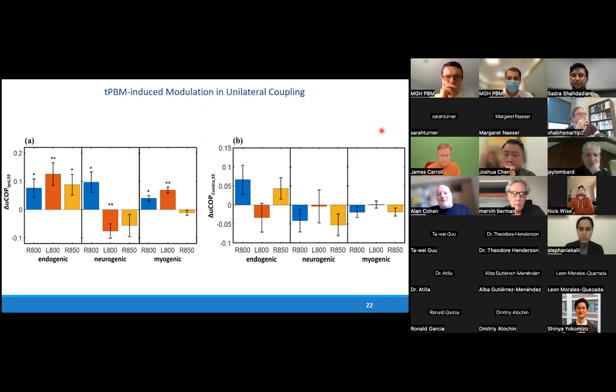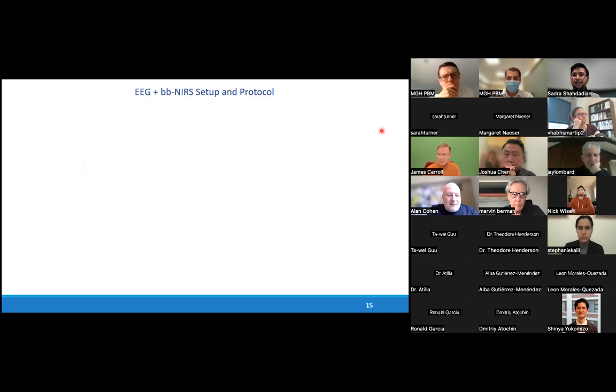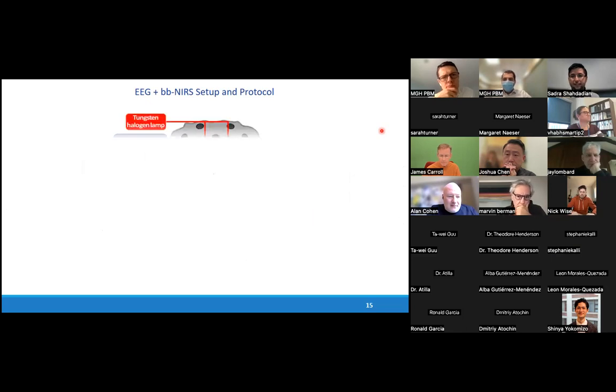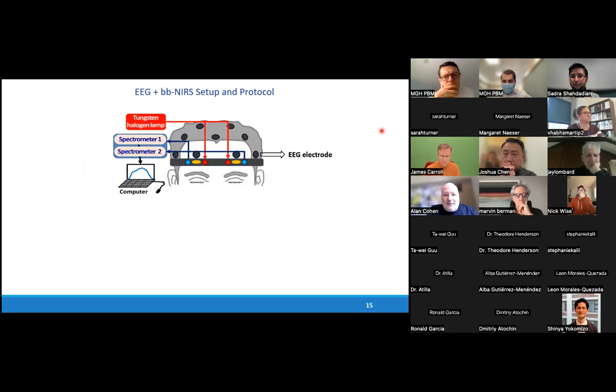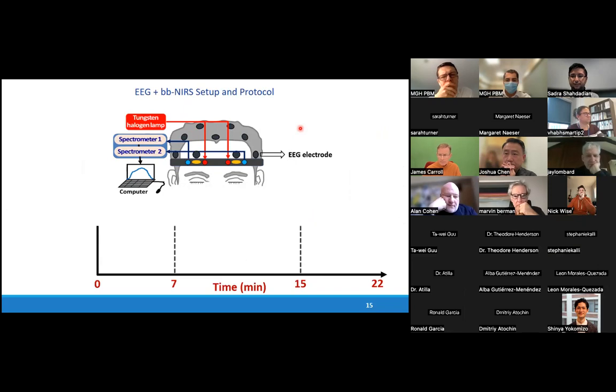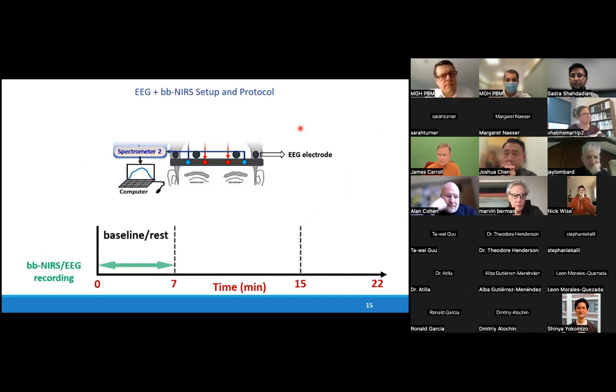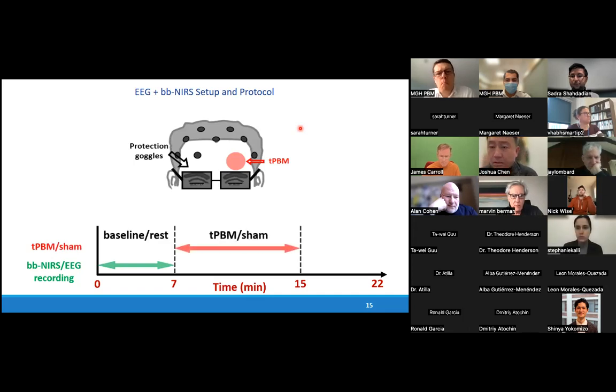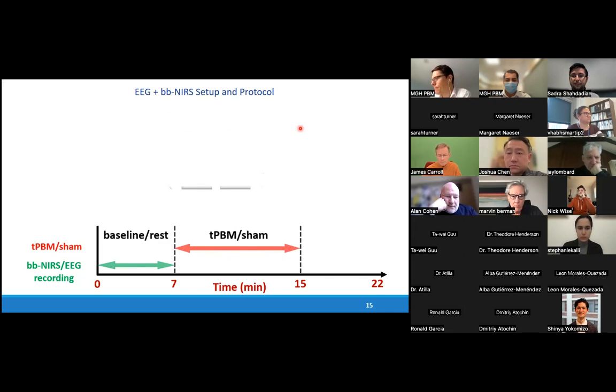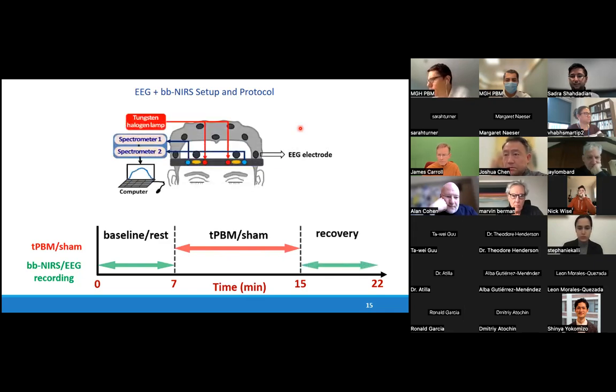So the other thing that was interesting for us was looking at the EEG and Beviniers measurement, which adds another node to our measurement network, which is the electrophysiological activity. The setup we had was similar to what we had for the other measurement, but it also includes EEG electrodes. Again, we had 22 minutes of experiment, including 7 minutes of Beviniers and EEG recording, followed by a tPBM or sham stimulation on the left side. And then we had, again, 7 minutes of recovery time for the Beviniers and EEG recording.